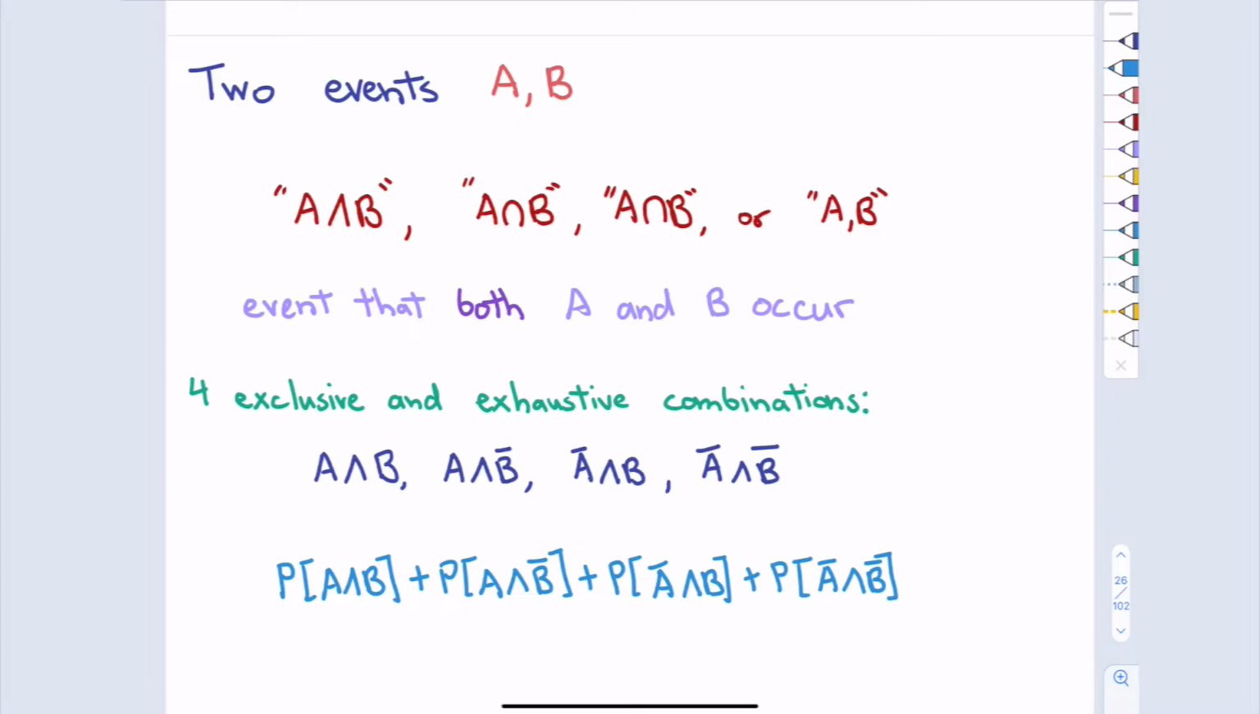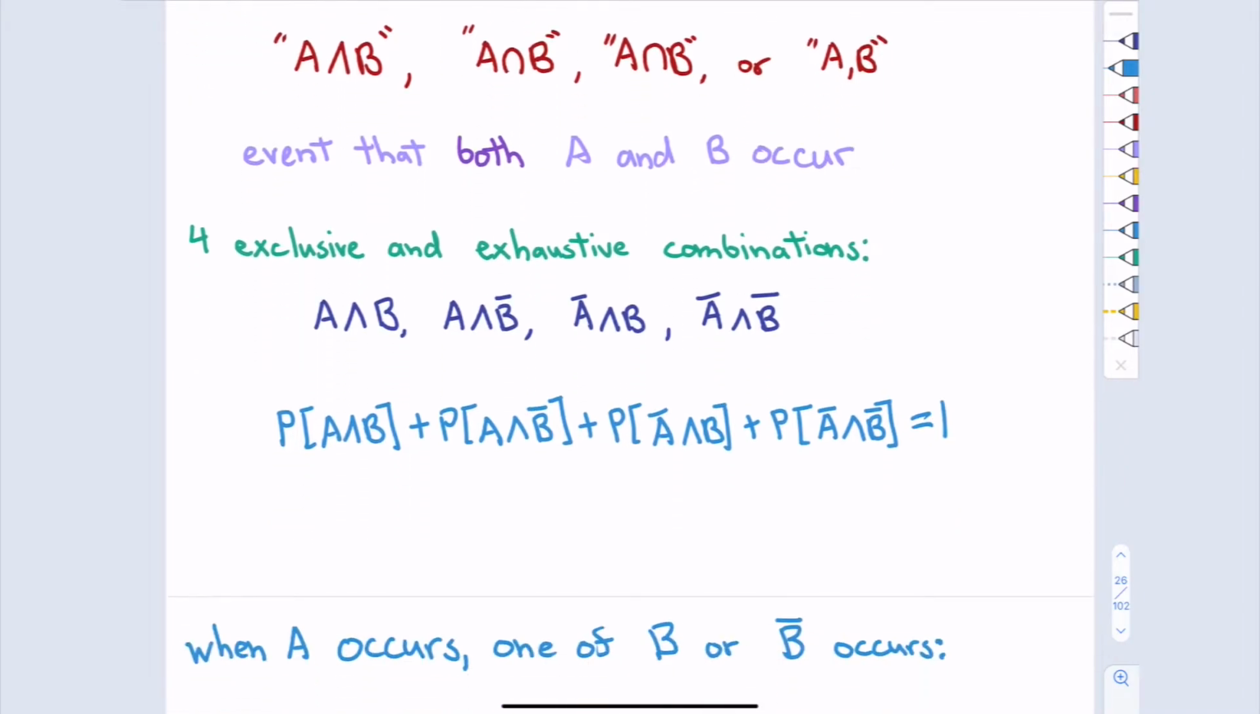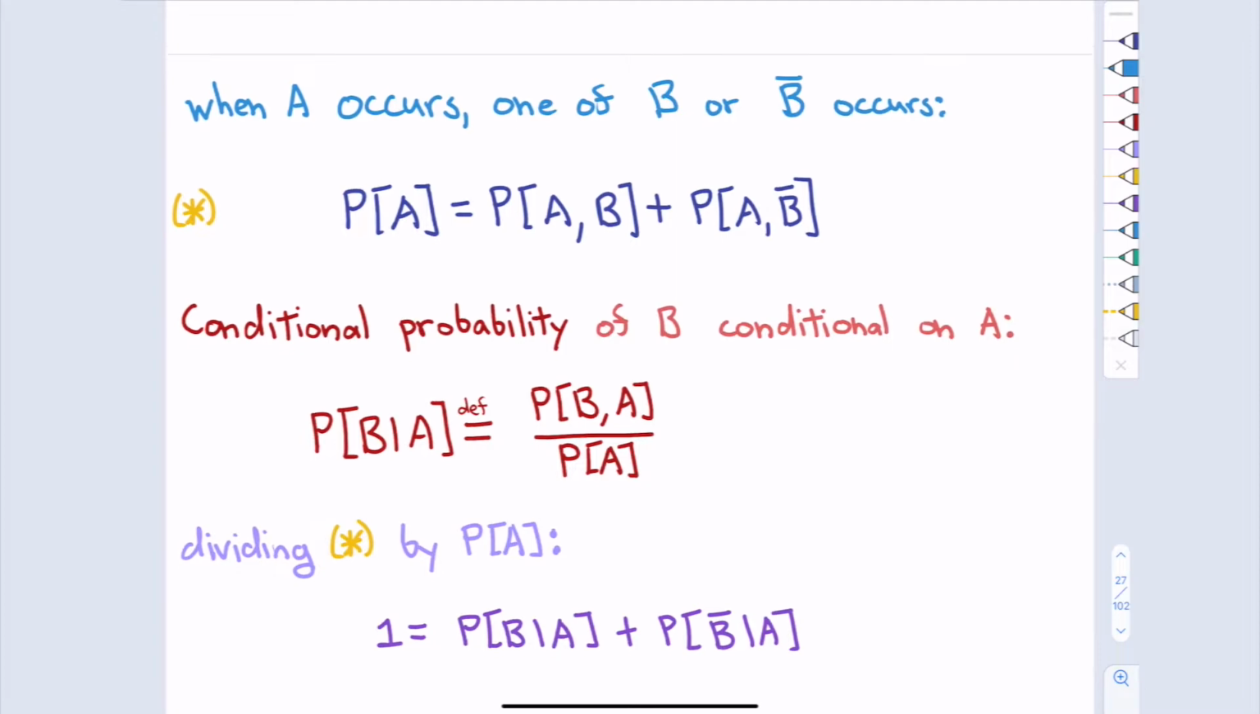Okay. Now, given A and B, you can kind of make four combinations, right? A and B occur. A occurs, B doesn't occur. A doesn't occur, B occurs. Neither A nor B occurs. Okay. And of those four combinations, exactly one will happen, right? Some kind of Venn diagram thingy. So all of these probabilities will add up to one.